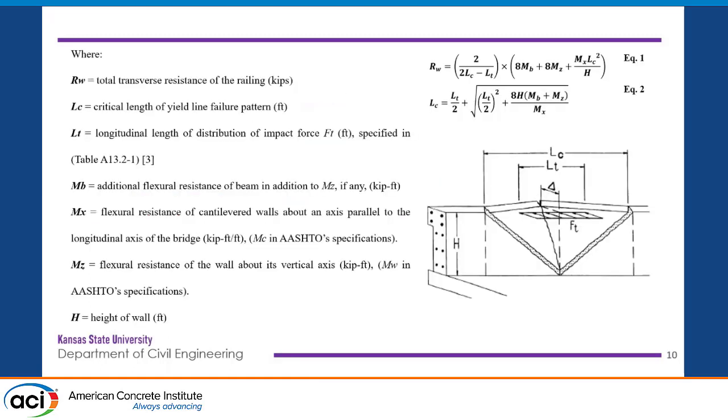According to the current process of AASHTO, equations 1 and 2 will give us the wall resistance. We first go to table A13.2-1 to obtain, for a certain barrier, the distance LT, which is the distance along which the load is applied. Then we plug LT into equation 2, and then from equation 2 back to equation 1 to obtain the wall resistance.